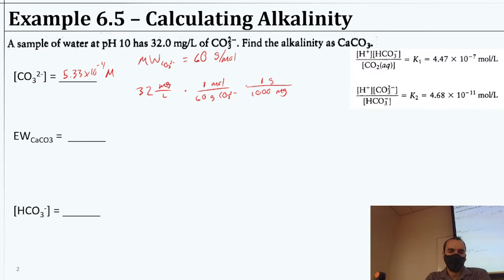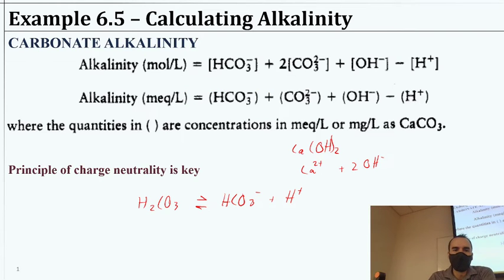Now, that's not the most useful unit for this type of problem, because essentially what we're going to do is convert into these milliequivalents, or really what they're looking for is alkalinity as CaCO3. So if we look back at the previous slide, we have alkalinity this way in moles per liter, and then alkalinity as milliequivalents per liter. But if we remember from last time, and it makes a note here, these parentheses instead of the brackets, concentrations in milliequivalents per liter or milligrams as CaCO3.